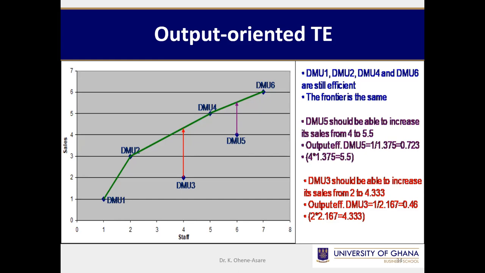That tells you what the firm will have to do to become efficient. So if you look at the score of 2.167, which we have down here, it just tells you that to be efficient, move your output from 2. Look at DMU3. That's why you are multiplying the 2 by the 2.167. Move your output from 2 to the frontier to be efficient.